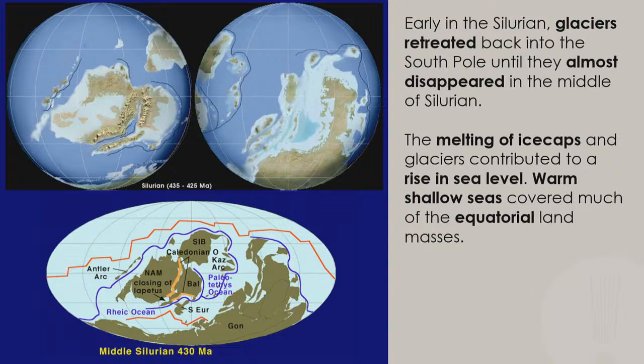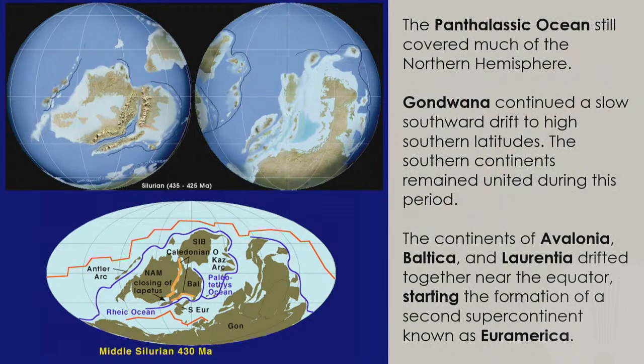The melting ice caps and glaciers contributed to a rise in sea level, and these warm, shallow seas covered much of the equatorial land masses. This is important for creating habitat for these plants that have now evolved to live next to water on land. That ancient Panthalassic Ocean still covered much of the northern hemisphere. Gondwana continued a slow southward drift to high southern latitudes. Southern continents still remained united during this period. The continents of Avalonia, Baltica, and Laurentia drifted together near the equator, starting the formation of the supercontinent known as Euramerica.